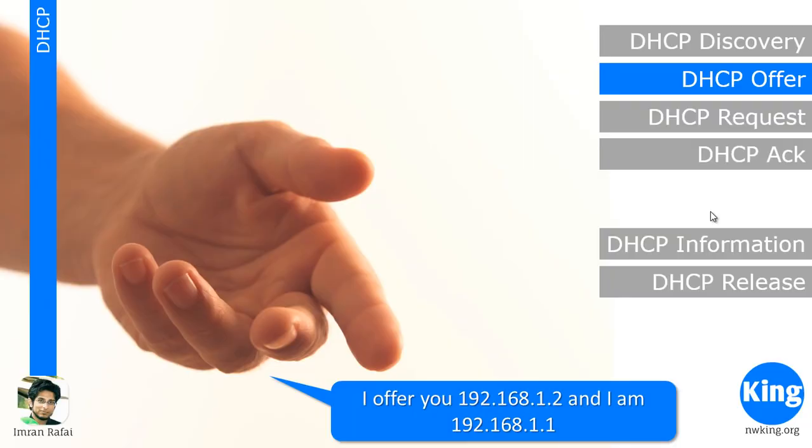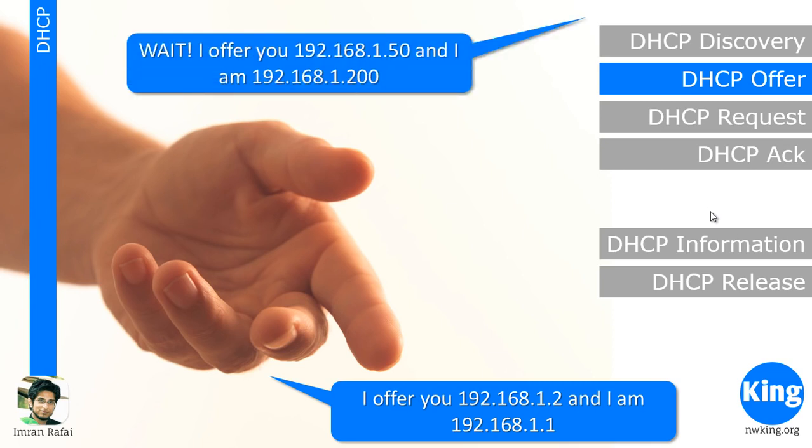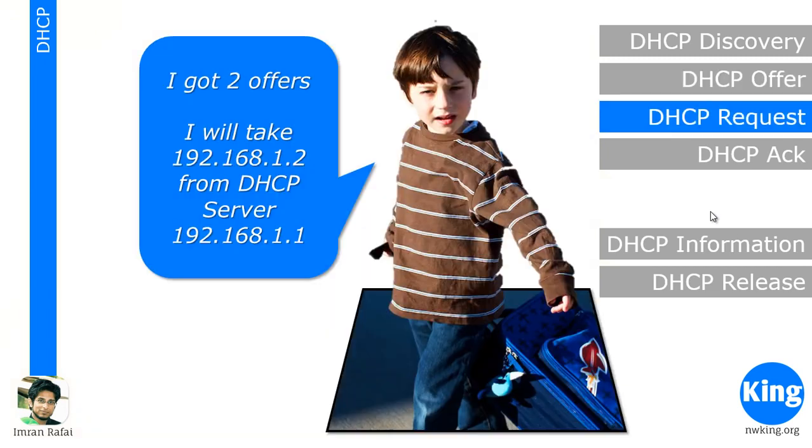Now if there are more than one DHCP servers configured in this network, even the other DHCP server would have got the broadcast from the client, and he too would offer an IP address, like in this case 192.168.1.50, and it would tell that the server's IP address is 192.168.1.200. Now ideally we wouldn't configure 2 DHCP servers in the same network, but sometimes it happens, right? So when this DHCP offer is sent back, the client gets 2 DHCP offers. Now it's up to the client to decide which DHCP offer it wants to accept. So let's assume that it wants to accept the first one.